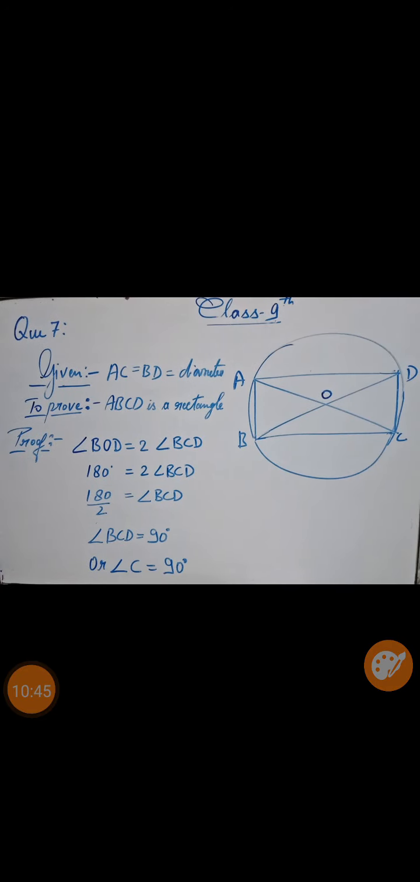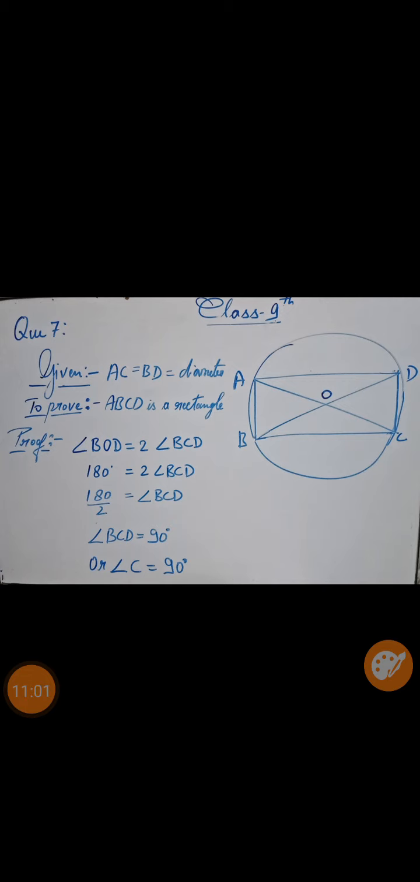Now come to the next question. Question number 7 says that if diagonals of a cyclic quadrilateral are diameters of the circle through the vertices of the quadrilateral, prove that it is a rectangle.